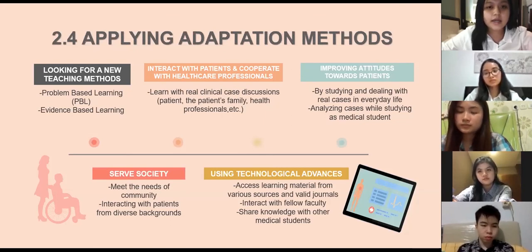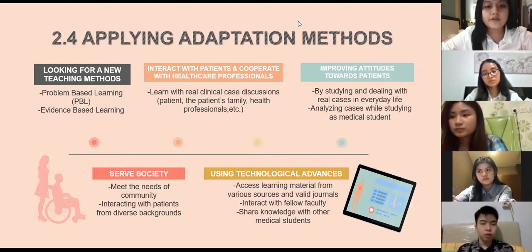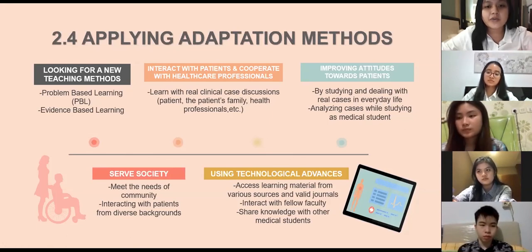And the last one is using technological advance. We can access learning material from various sources and public journals. It makes it possible to expand learning resources about health in different cultural environments. And then we can interact with fellow faculty and share knowledge with other medical students. That's all about applying adaptation methods.